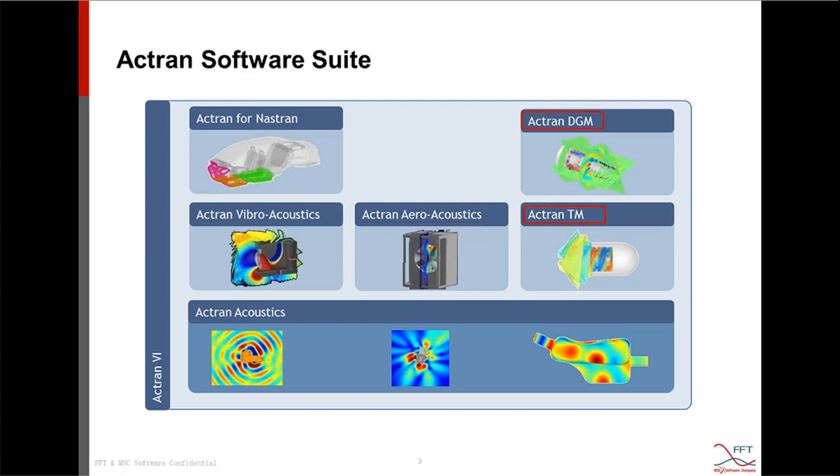Now on the right, we have two special modules that were initially designed for aircraft engine acoustic problems. Actran TM, where TM stands for turbo machinery, and Actran DGM, which is the most particular module, where DGM stands for discontinuous Galerkin method. It was initially designed for the aircraft engine exhaust noise problem. And as we will see today, we can also use Actran DGM to perform acoustic radiation from vibrating structures.